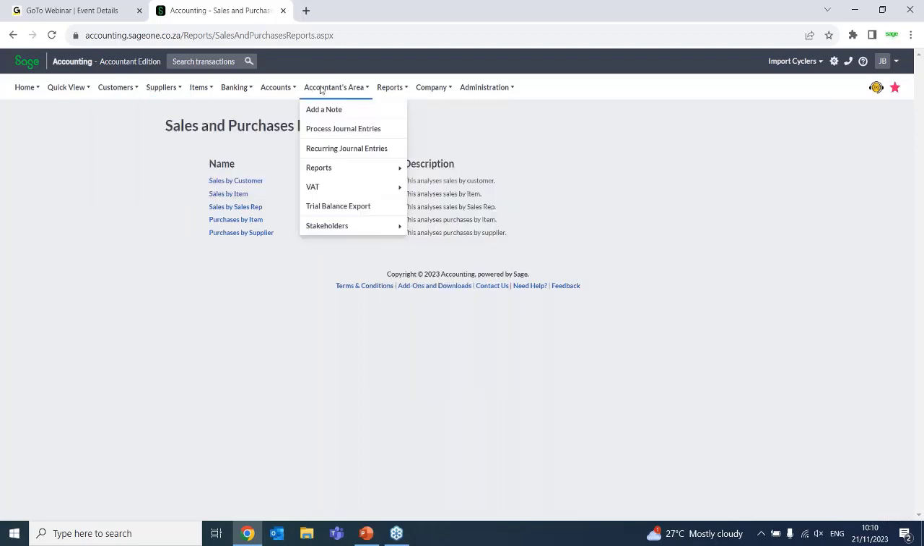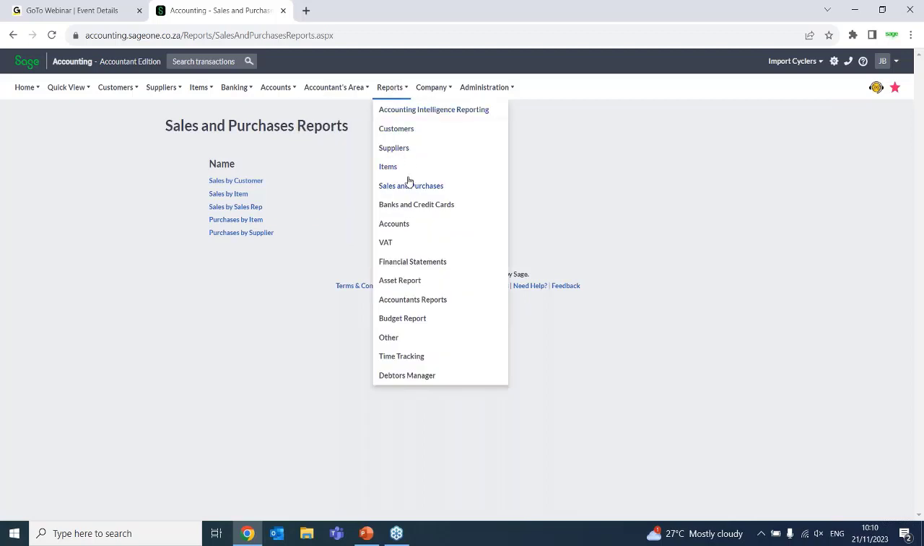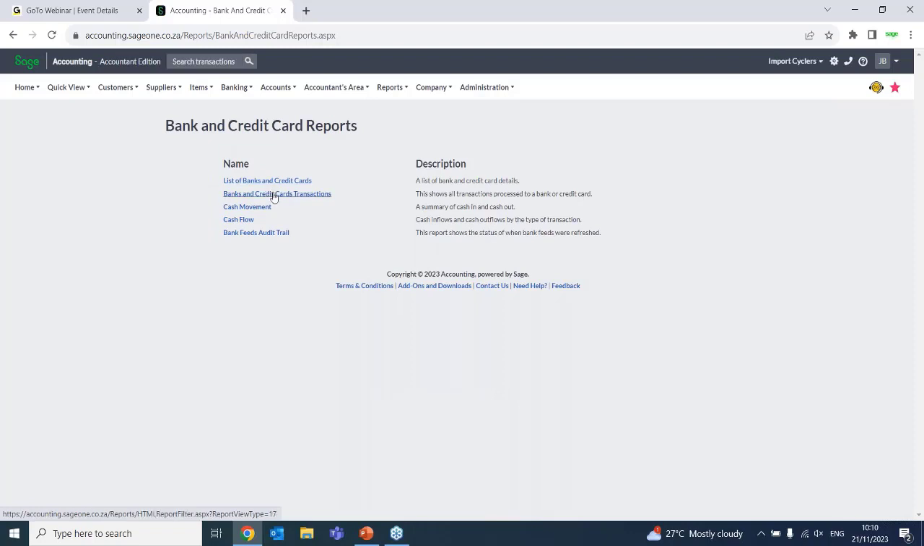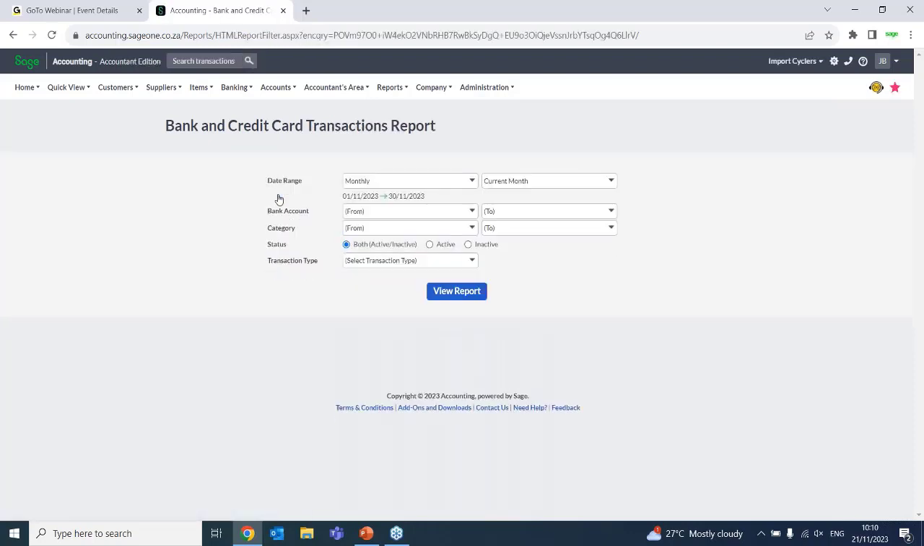That's where we might need to go into our reports and drill down onto our financial statements. We might need to drill down into our various different places to have a look and see what's happening. Banks and credit cards is a great report to drill down onto. This is where we can see our actual transactions. You can view those transactions against your recon. They should in fact match up.